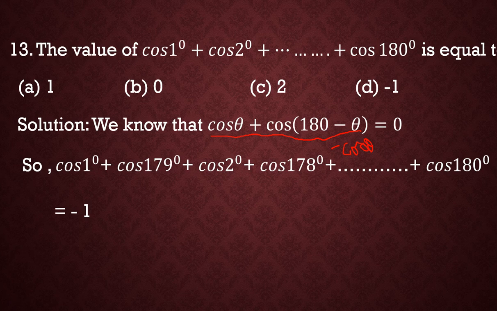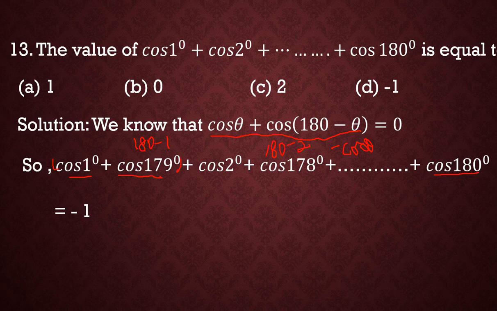Therefore, cos 1 degree up to cos 180 degree, I have written here. Then the previous one is cos 179. So I will combine cos 1 degree with cos 179, because 179 can be written as 180 minus 1. Then I will combine cos 2 degree with cos 178 degree. Again 178 is nothing but 180 minus 2 degree.